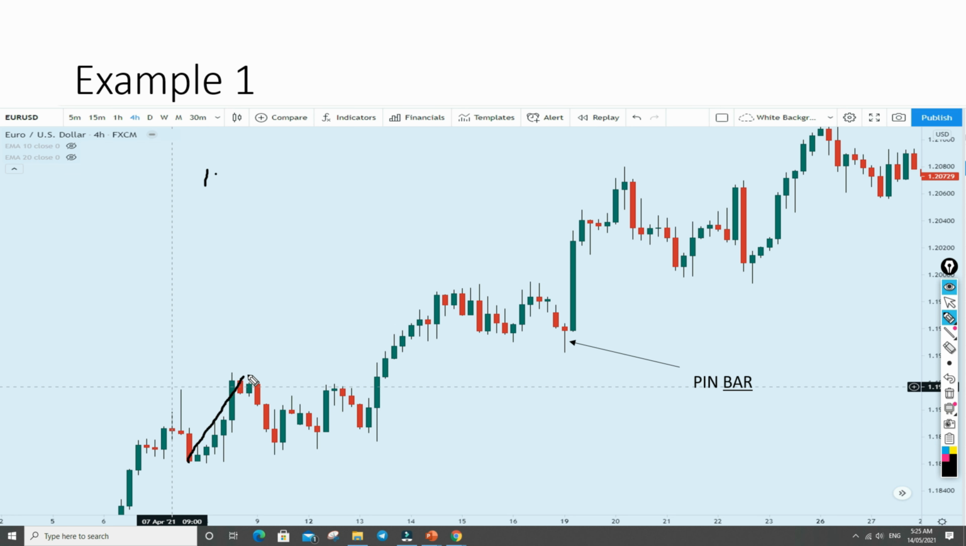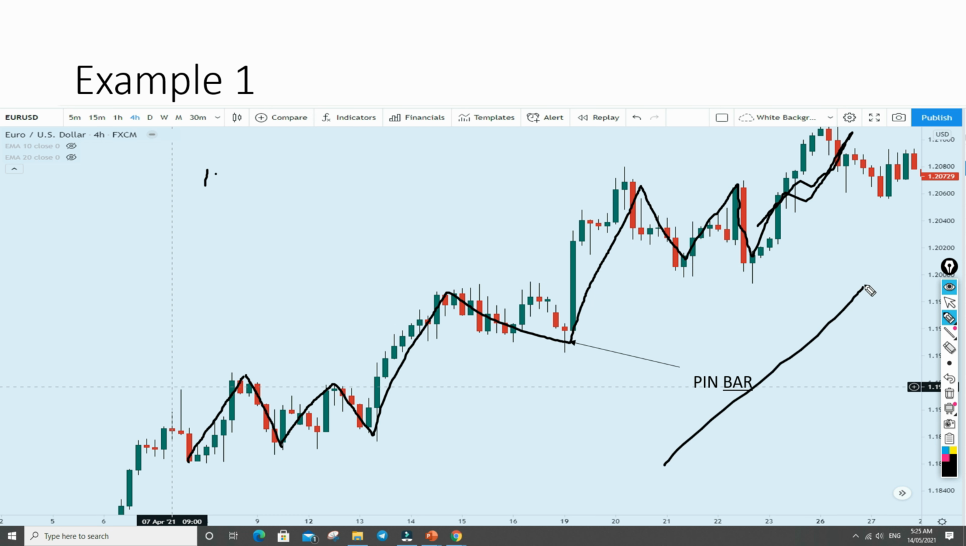This is the move, and then there is a correction, okay? And then there is another move, and then there is another correction. There is another move, correction, move, correction, move, correction, move. So what type of market is it? It is in an uptrend.